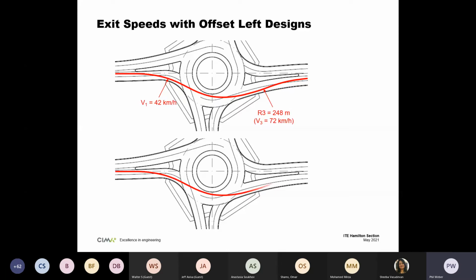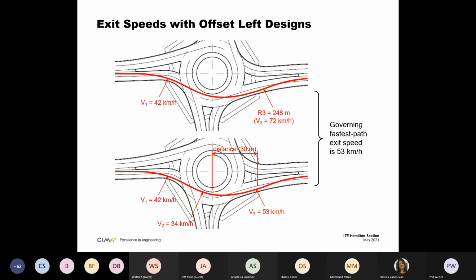And then what we do is we measure acceleration from that point to the exit. And when we do that, we find that the exit speed is 53 kilometers an hour. So the governing fastest path speed on the exit is not 72 kilometers an hour. It's in reality 53 kilometers an hour. However, that's still faster than 48 kilometers an hour. So you can see the difference between these two designs, right?